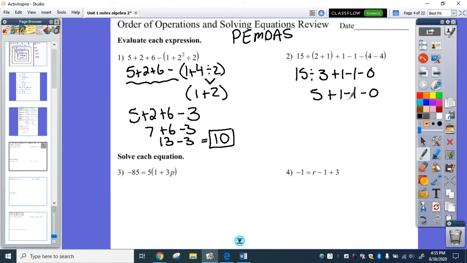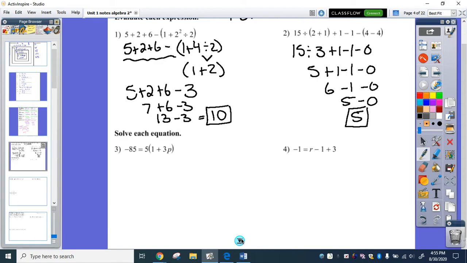Well, you can almost look in here and say, well, 1 minus 1, this turns into 0. But if we want to go from left to right, just to be safe, 5 plus 1 would be 6. 6 minus 1 is 5. 5 minus 0 is still 5. So when you're doing order of operations, if you're ever unsure, just think about the idea of starting as far left as you can. So let's take this down into solving some basic equations.